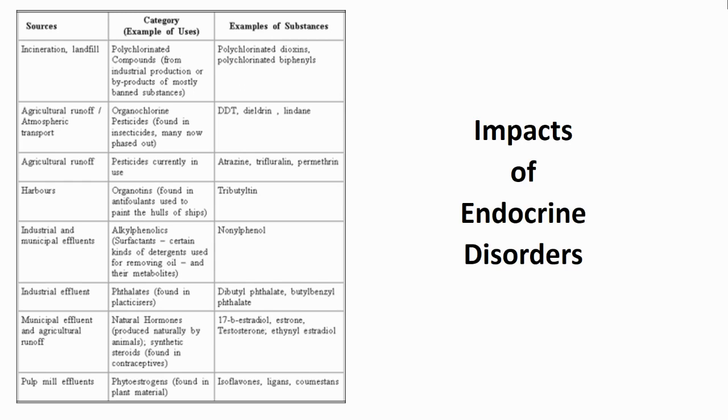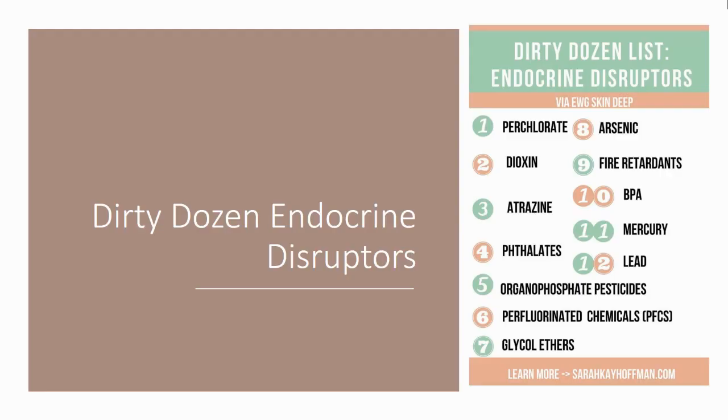Here's just a little more complicated list of the impacts of endocrine disruptors. The typical sources can come from things such as agricultural runoff. It could come from industrial effluents, municipal effluents, meaning from homes and cities. So mainly our sources of endocrine disruptors can typically come from anything that's around us.